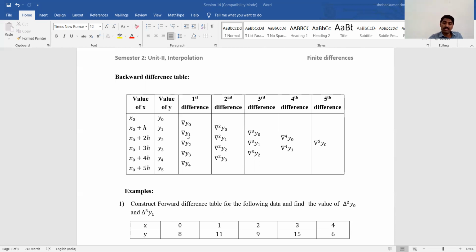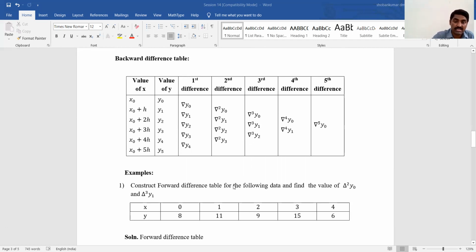Similarly, second backward differences are nabla y1 minus nabla y0 is nabla 2y0. Nabla y2 minus nabla y1 is nabla 2y1. Nabla y3 minus nabla y2 is nabla 2y2. Nabla y4 minus nabla y3 is nabla 2y3, and so on. These are the backward leading differences.